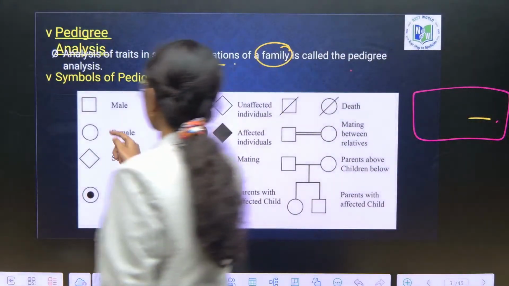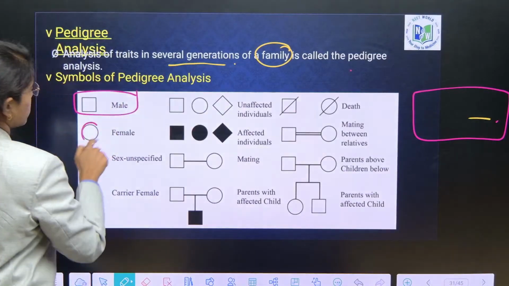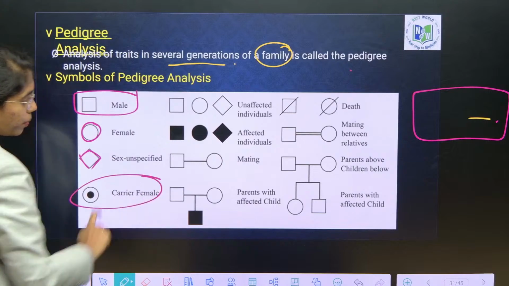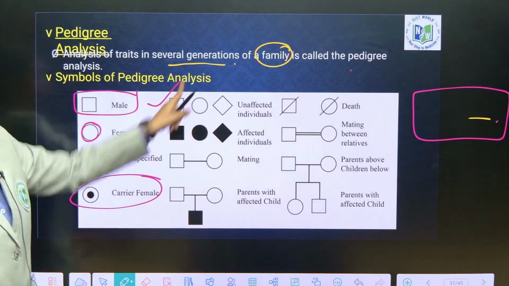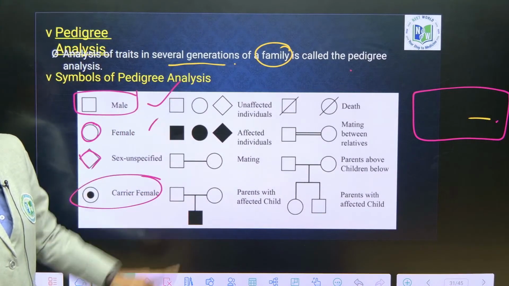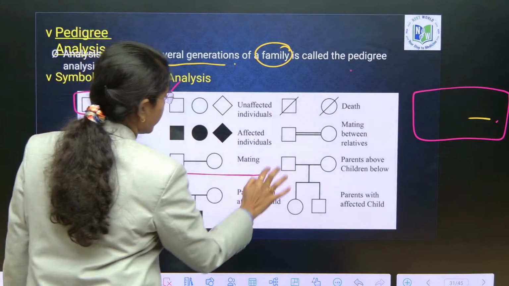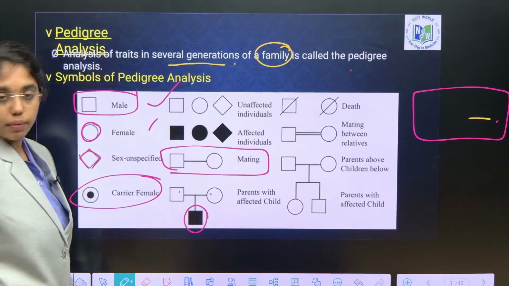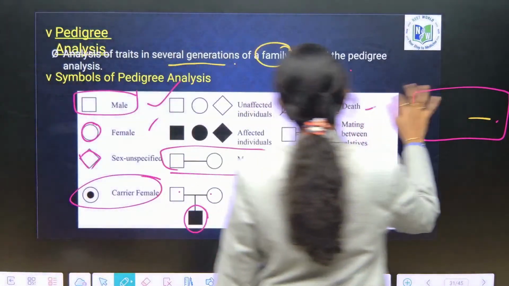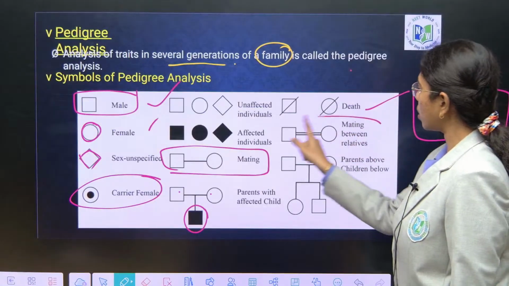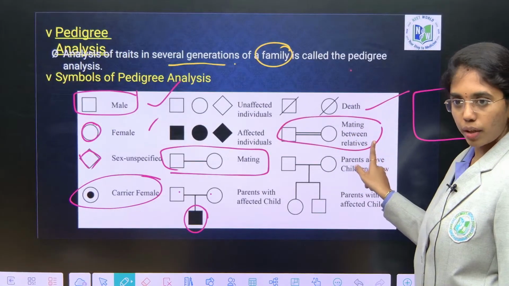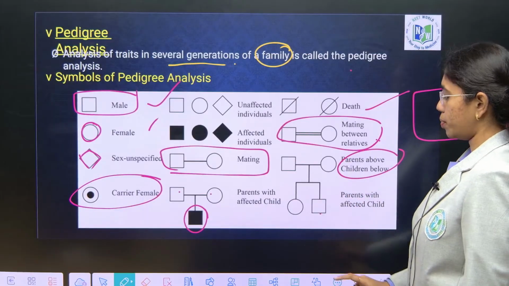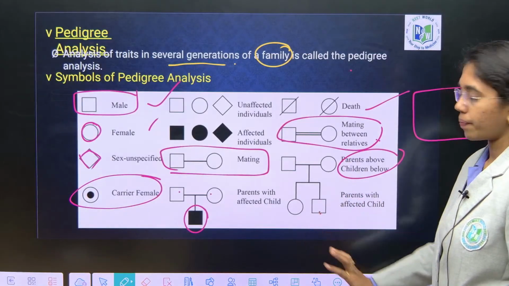A square box is what? For male, female, sex which is unspecified. This is for carrier female, unaffected males or individuals, these are affected individuals. Normal mating, fine, right? This is parents normal but affected individual. If they are dead, this is the symbol. Mating with relatives, this is consanguineous mating, asked once as a PYQ. Next, parents and children below, unaffected. Fine.